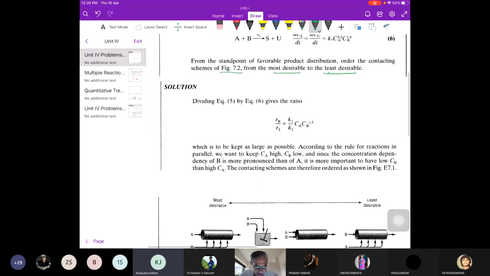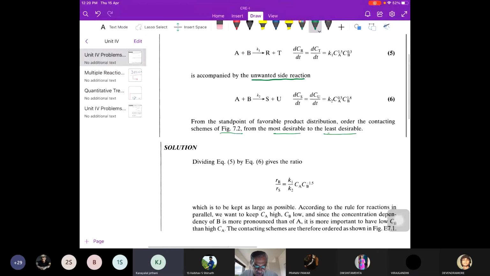Let's solve this problem. Essentially what we are doing is we are taking RR by RS, equation 5 by equation 6. You get K1 by K2, CA to the power 1.5 divided by 0.5 power, so CA to the power 1 हो जाएगा, and CB to the power of 0.3 न्यूमरेटर में 1.8 डिनोमिनेटर, तो यहाँ पर -1.5 हो जाएगा. That means you have A1 is greater than A2 and A3 is less than A4. ठीक है. This power is negative and this is positive.